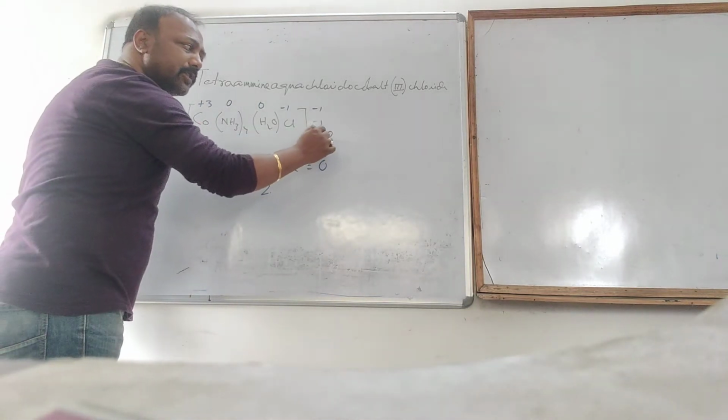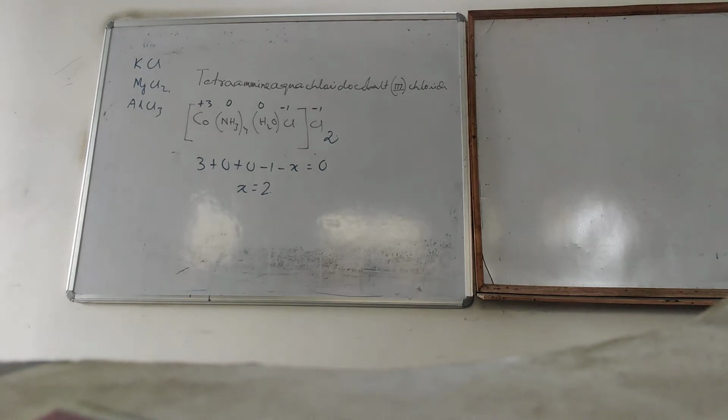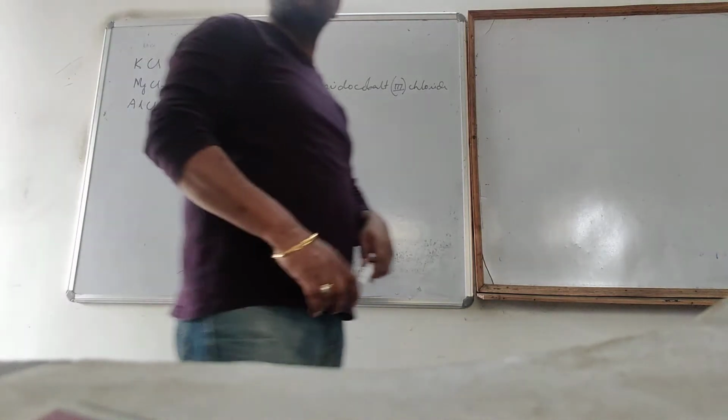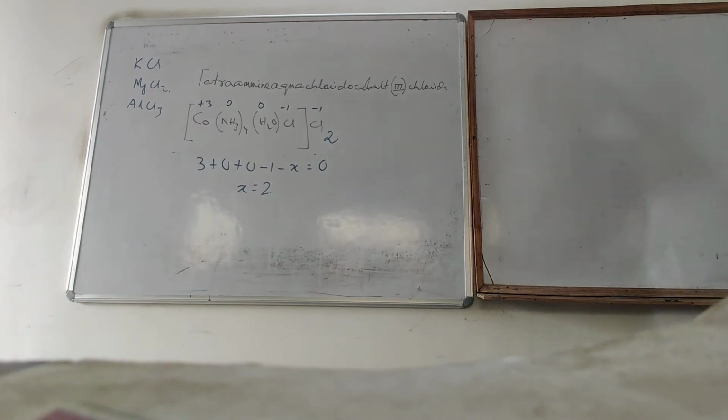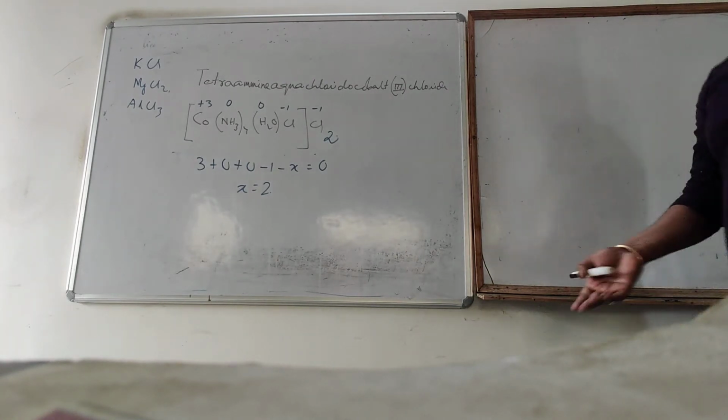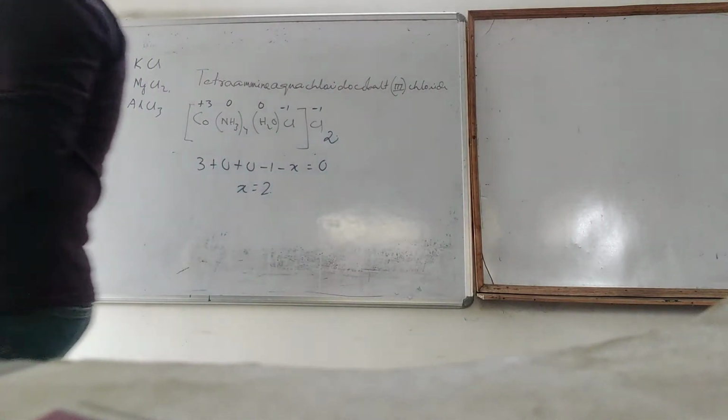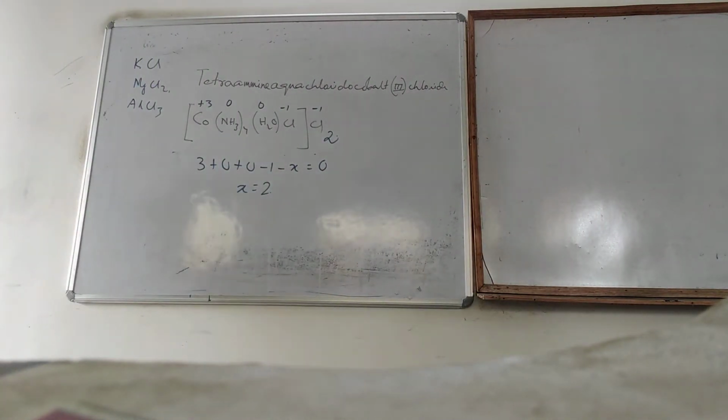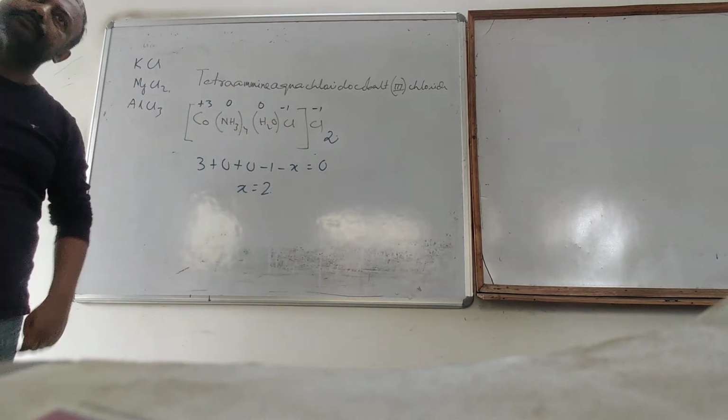The formula should be, yes, be careful of that. Understood my point? Saying chloride does not mean only one chloride. Aluminium chloride is also chloride, magnesium chloride is also chloride, potassium chloride is also chloride. Not only chloride, anything. We write aluminium sulfate, magnesium sulfate, potassium sulfate. The name is the same, but obviously sulfate is not the same number in all. So we must calculate the oxidation state. Whatever is not given, we must take it as X.